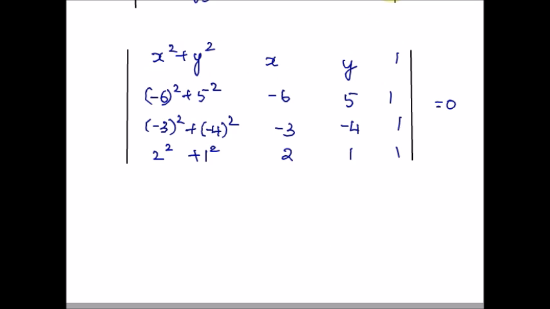The equation is of second degree and it is a conic one, and you can equate the coefficients of x square. So coefficients of x square equal to y square, and there will be no xy term, so it is a circle. We are just plugging in -6, +5, -3, -4, 2, 1.